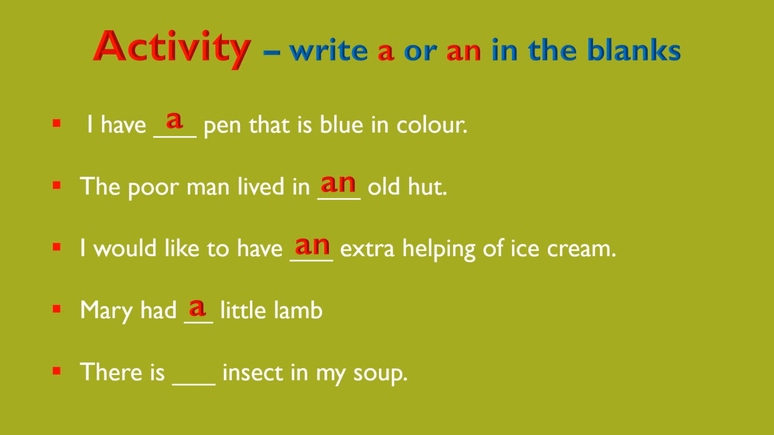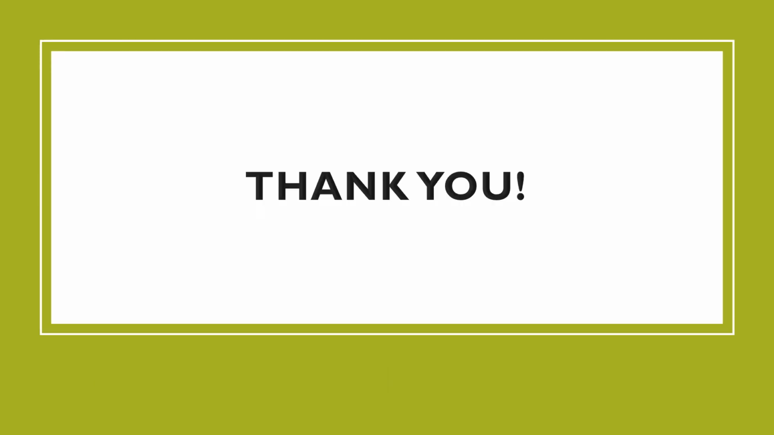So the last sentence. There is dash insect in my soup. The word insect starts from which letter? I. So I is consonant or vowel? Yes, it's a vowel. So what will come here? An. Very good. Hope you all understood about articles a, an and the.